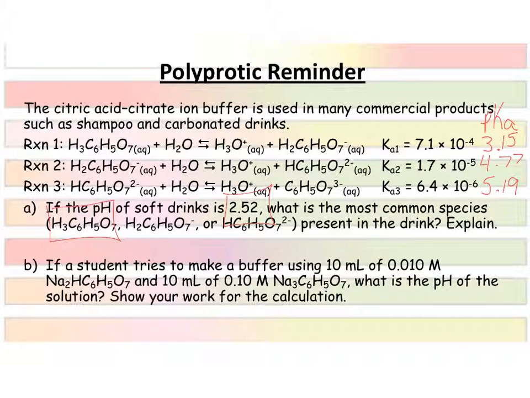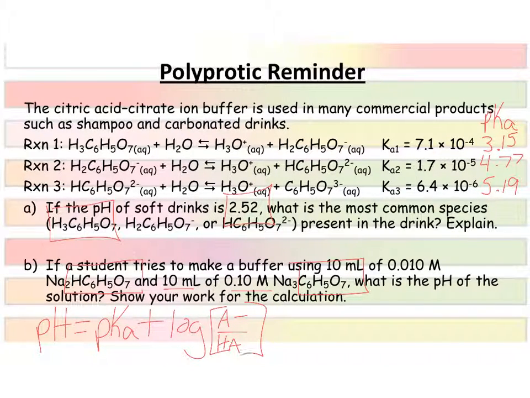If a student tries to make a buffer using 10 mL of 0.01 molar HC6H5O7 2-, and the C6H5O7 3-, again 10 mL, and this time 0.1 molar, what's the pH? This is definitely a pH equals pKa plus the log of your conjugate base over your acid situation. Because we are looking at the HC6H5O7 2- ion, that is reaction 3, and this is our conjugate base of reaction 3. So here's our pKa, which is 5.19.